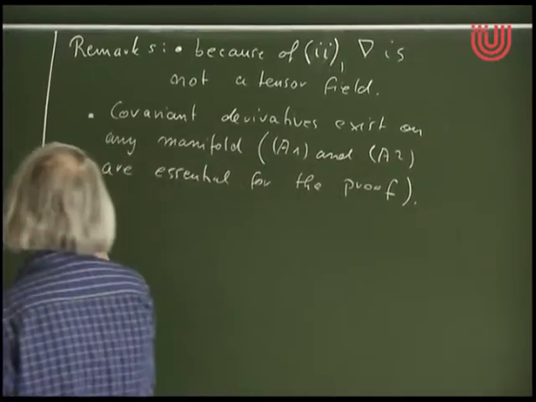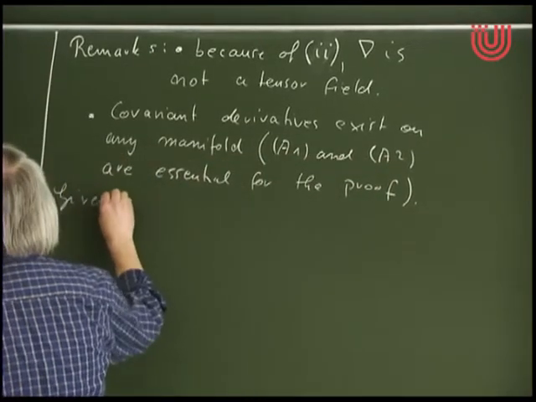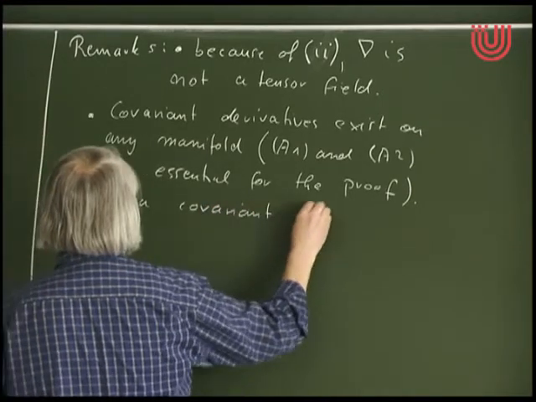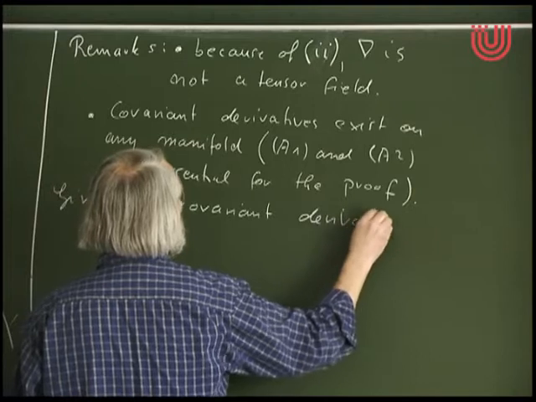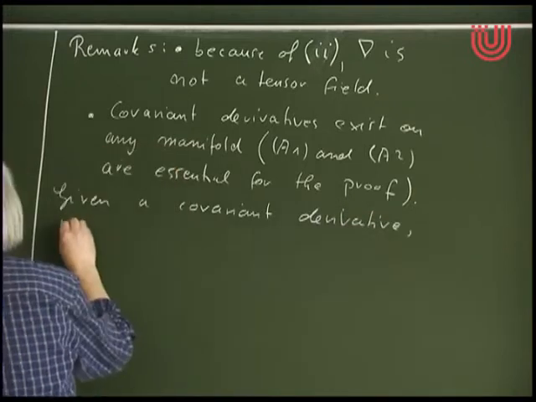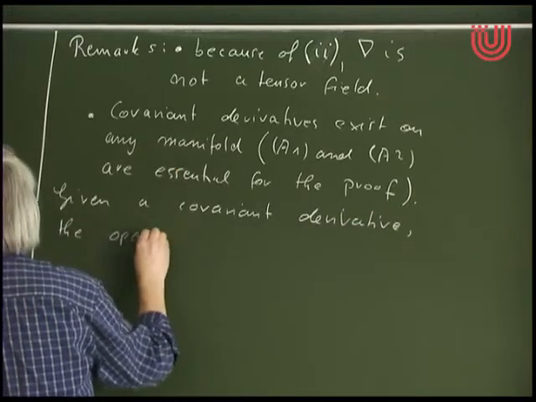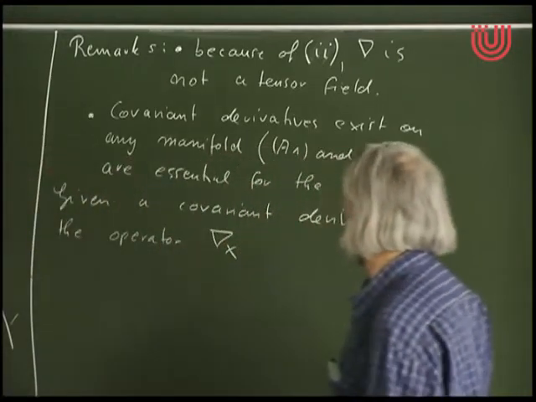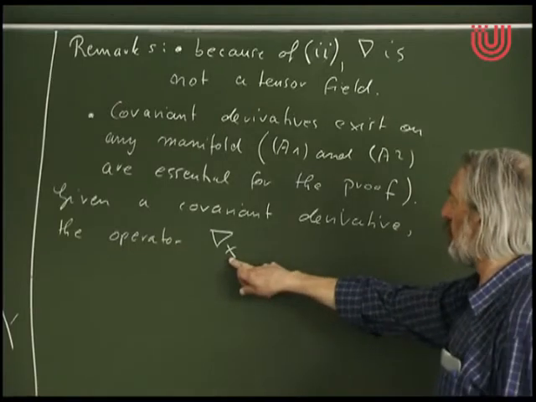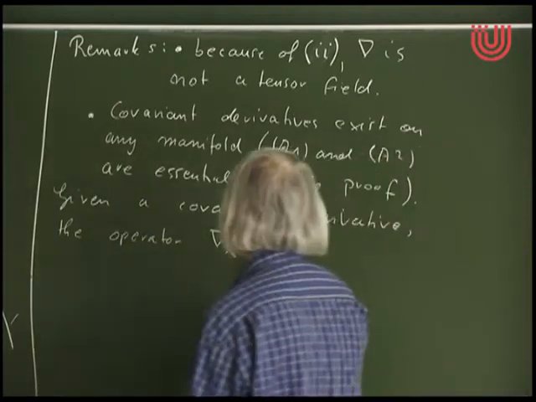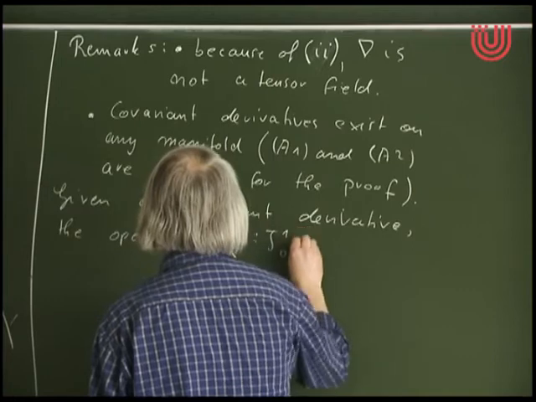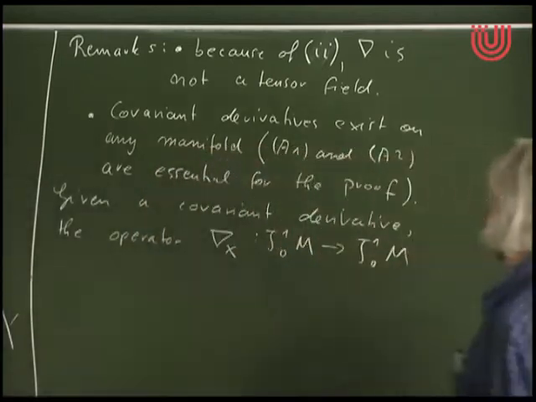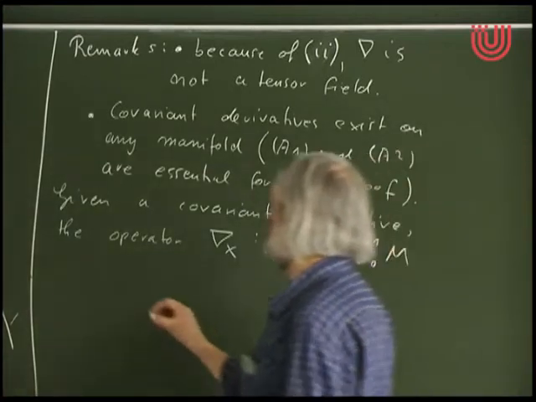And then you can extend it in a natural way, which I explain right now, to tensor fields of arbitrary rank. So given the covariant derivative, the operator del x is well defined, where I feed a vector field x in the first slot and leave the second slot open. Then I get a map from T^1_0(M) to T^1_0(M). The operator is well defined.